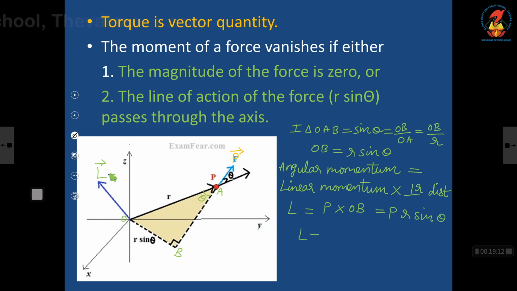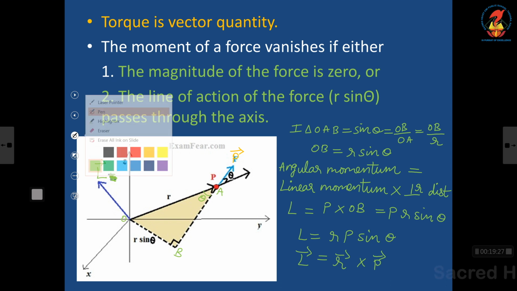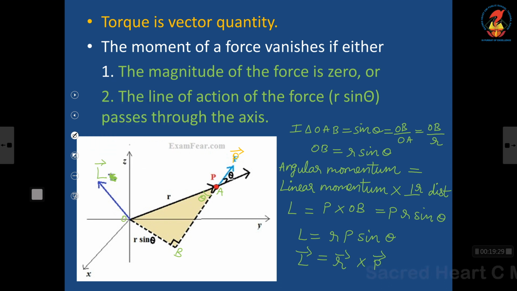So I will rewrite this as L is equal to R P sin theta, or in vector form, vector L is equal to vector R cross vector P. So this is the expression for the angular momentum.